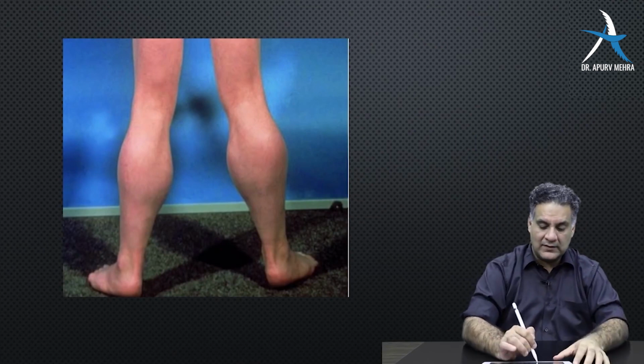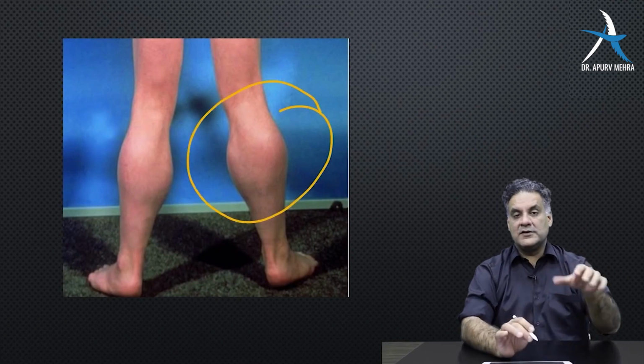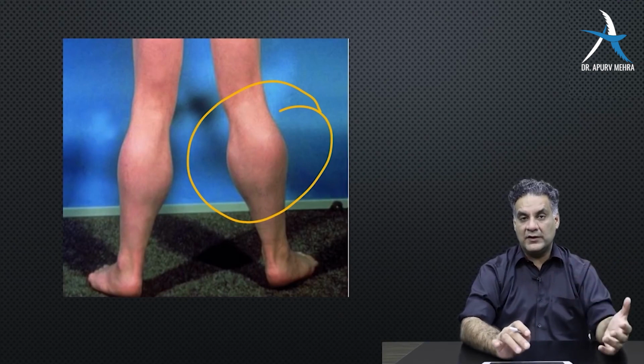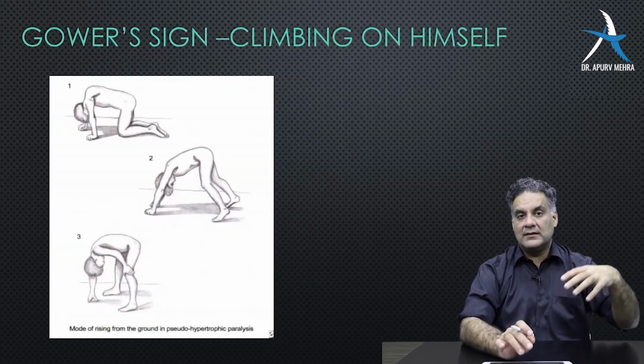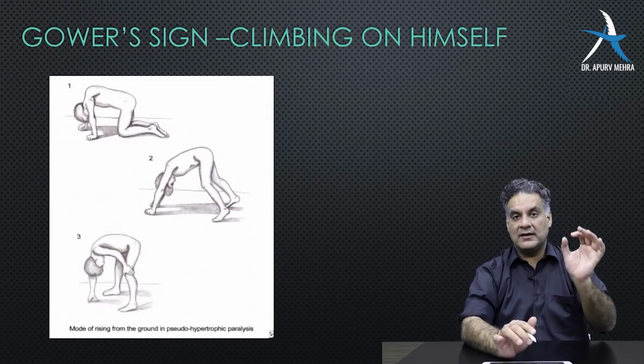When you look at the pseudohypertrophy of the calf, this is classically seen in dystrophin gene mutation called Duchenne's muscular dystrophy, whereas proximal muscle weakness, where the patient climbs up on himself, is called Gower's sign.